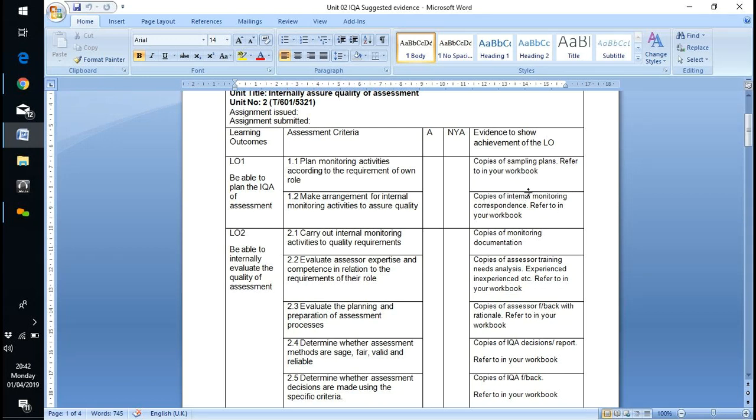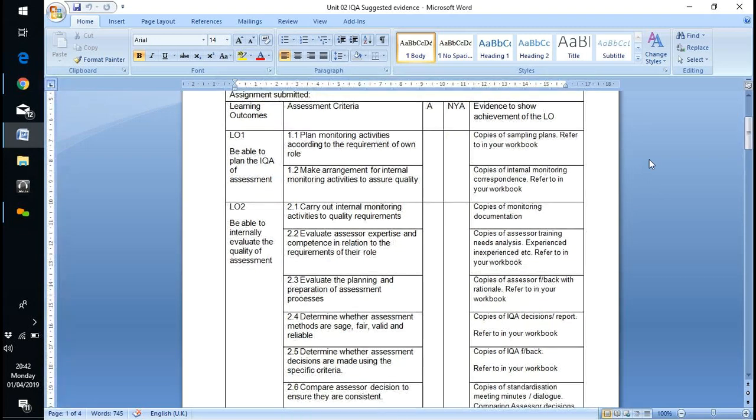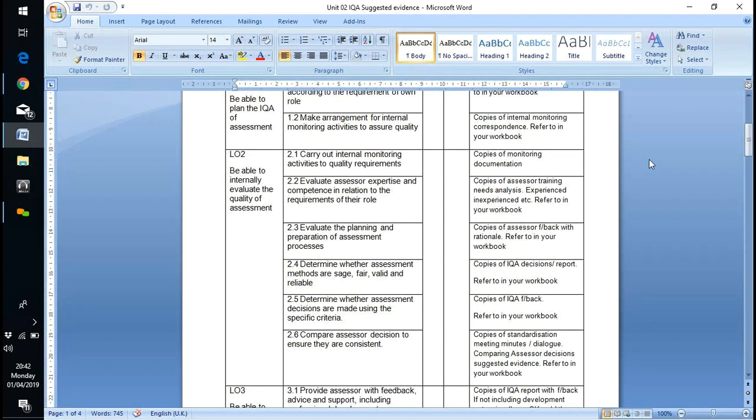Copies of internal monitoring correspondence. Again, you can refer to it in your workbook, where you actually made your plans. Obviously you've got to inform people about it. Tell people when it's going to take place, what you require from them, and when. So the documentation basically on there needs to be transmitted to the people involved.